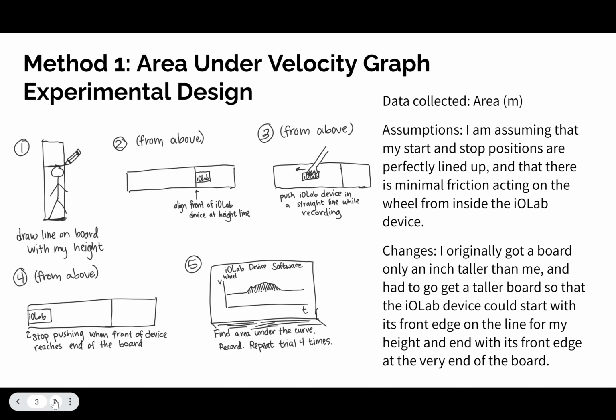Finally, I went into the iOLAB device software and I found the area under the curve, which I will show you in a moment. The data that I collected was the area under the curve, which was in meters, and I'm assuming that my start and stop positions were perfectly lined up. I might have had a little bit of human error in there, and I'm also assuming that there's minimal friction acting on the wheel from inside the iOLAB device itself.